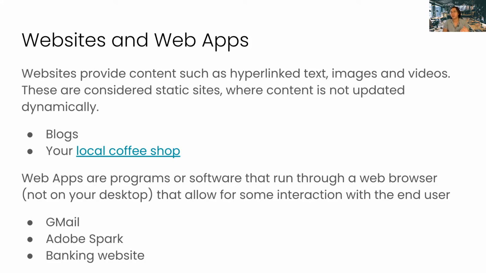If you're not connected to the web, you're not able to access Gmail, or you can access it through an offline setting, but it's not content that's being updated dynamically. Adobe Spark, if you've taken content creation or if you've encountered that software, runs all through your browser, allowing you to create content and graphic deliverables, do a little bit of video editing, and make a website all in your browser. A banking website is another example. Hopefully you're getting the idea about the difference between a web application, or web app, as opposed to a website.